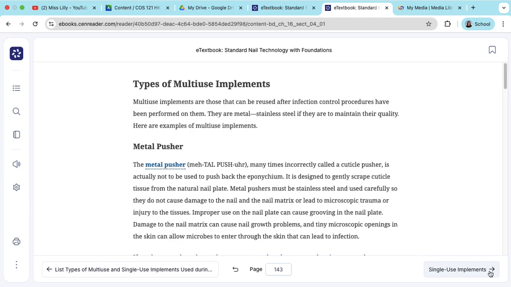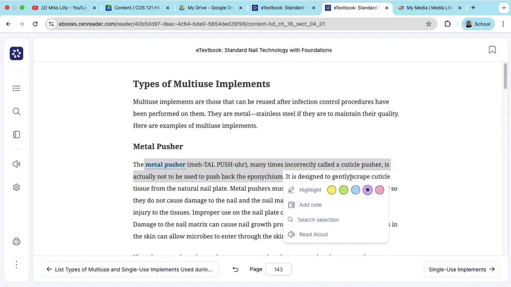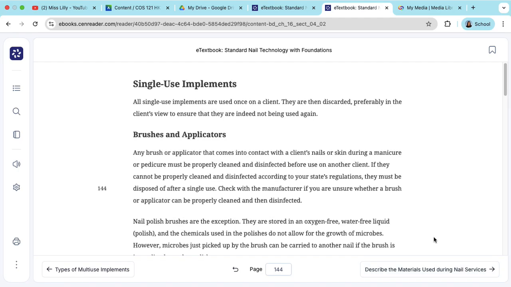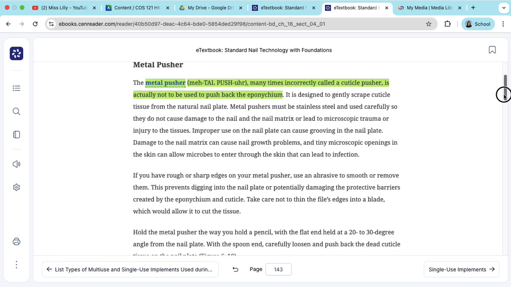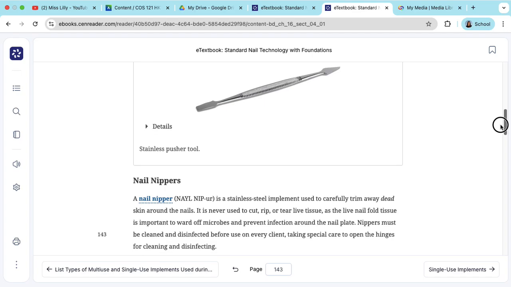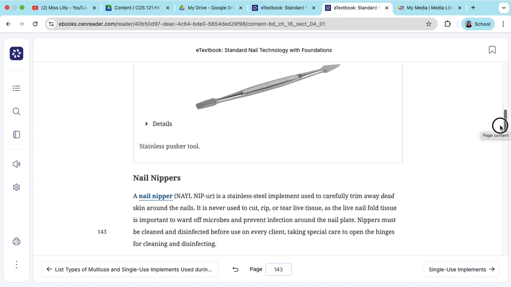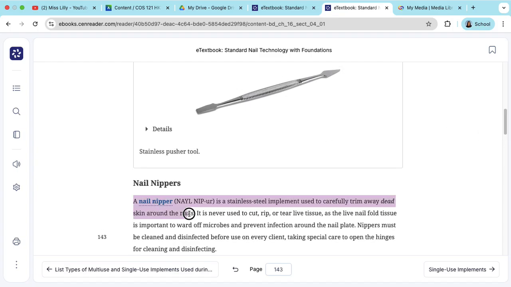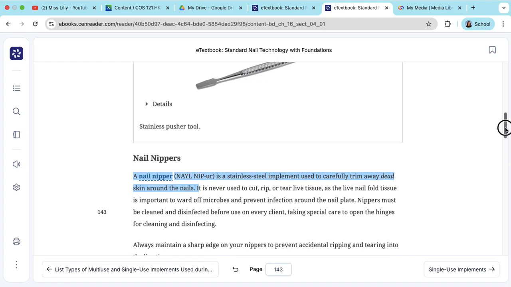So multi-use is a metal pusher. A metal pusher, many times incorrectly called a cuticle pusher, is actually not to be used to push back the eponychium. Oh, I skipped all of them. Let me go down. We also have a nail nipper. It's a stainless steel implement used to carefully trim away dead skin around the nails. Remember, we're not allowed to cut the eponychium.